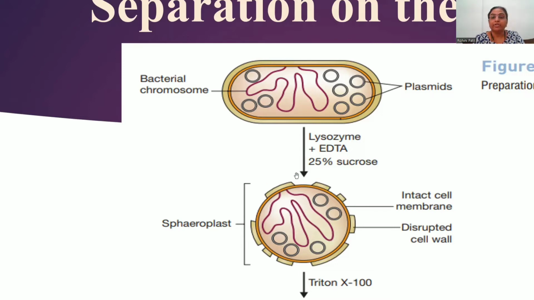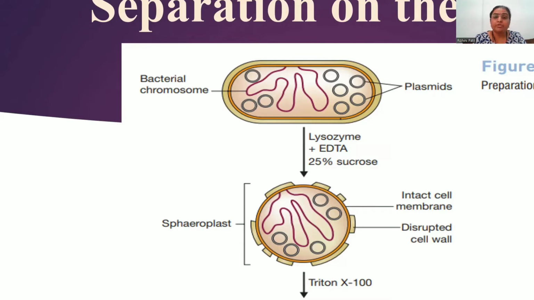Now in this diagram, you can see there is an intact membrane, but there is a disruption of the cell wall. So the membrane has been kept intact, so it is called a spheroplast. Now this content, these plasmids and this genomic DNA, has to come out from the cell.